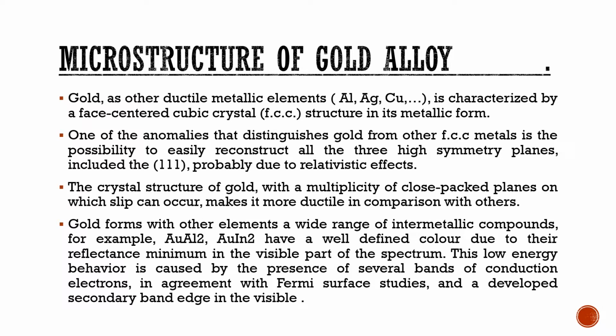Gold forms with other elements a wide range of intermetallic compounds. For example, gold aluminum and gold indium have a well-defined color due to their reflectance minimum in the visible part of the spectrum. This low energy behavior is caused by the presence of several bands of conduction electrons in agreement with Fermi surface studies and a developed secondary band H in the visible.